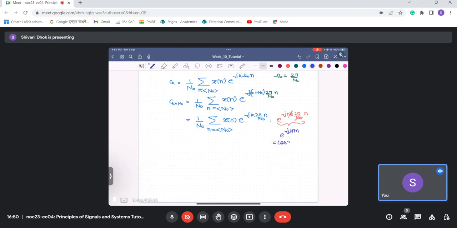This I can write as cos(2 pi n) minus j times sin(2 pi n). This goes to 0, since sine of any integer multiple of pi is 0, and cos(2 pi n), an even integer multiple of pi, is equal to 1. So this factor is equal to 1, and if you observe carefully, the factor which is remaining here is equal to your c_k, which implies that c_(k plus N naught) is equal to c_k. That is, your c_k's are periodic with the same period as your signal. Is this clear?